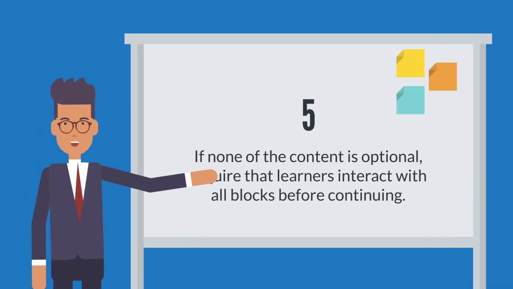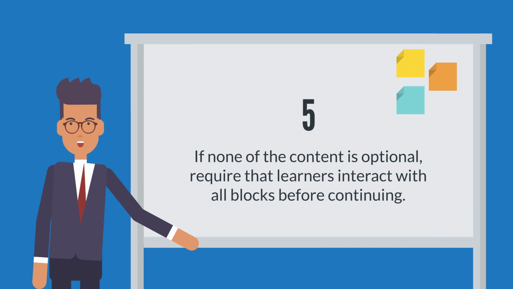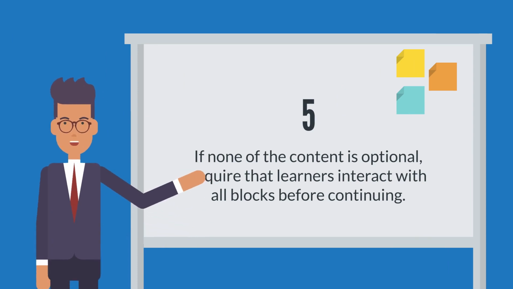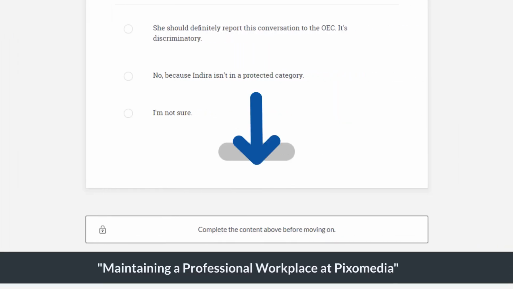Fifth, if none of the content provided in a given lesson is optional, require that learners interact with all the blocks before continuing to the next lesson. Not doing so may result in learners skipping parts of the content altogether. This tip is particularly important for lessons that contain knowledge checks.